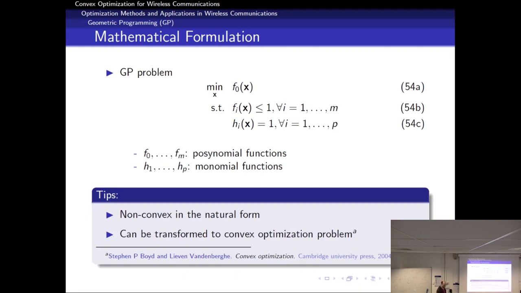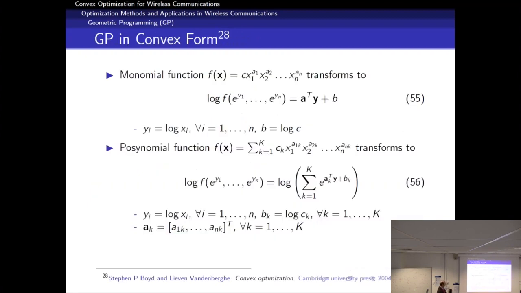But what we can do is transform this into a convex form. So how would you do that? Well, you do a change of variables. You take your x, and you say, xi will now be the exponential of y, right? So if I'm writing this down, I have xi is e to the power yi.